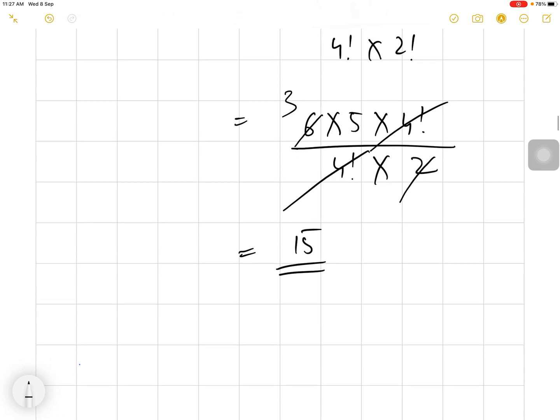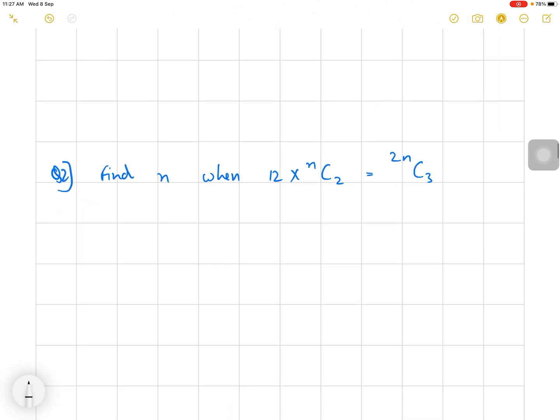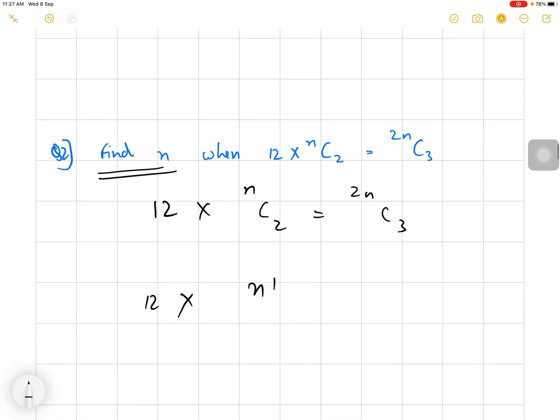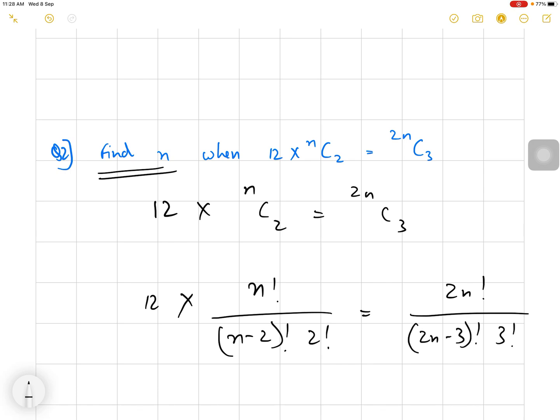Now let's solve the next problem. In permutations we have solved finding n. Here also we are supposed to find n. Let's start solving. It's given that 12 into nC2 is equal to 2nC3. We are supposed to find the value of n. Let's apply the formula. 12 into nC2 can be written as n factorial divided by (n minus 2) factorial, 2 factorial, is equal to 2nC3, which can be written as (2n) factorial divided by (2n minus 3) factorial, 3 factorial.